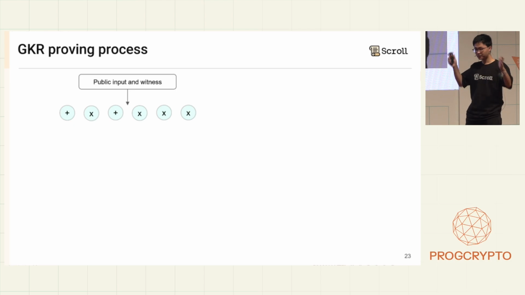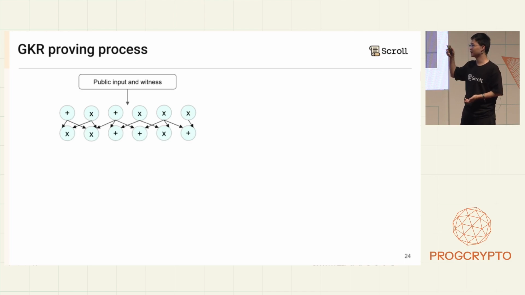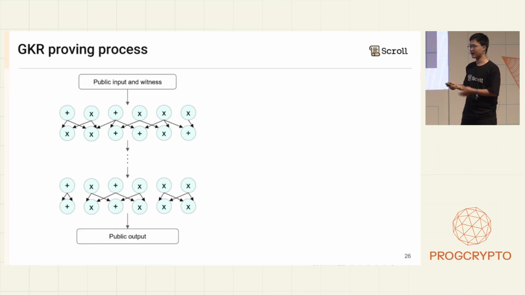Imagine you have a program and an input, and you need to prove that after executing this program on the input, you get this output. You start with your public input, and GKR requires a layered circuit. The first layer has addition gates and multiplication gates, and the input propagates from the input layer to the first layer. Then it propagates to a second layer, which is also a layer of addition and multiplication gates, and layer by layer until the end, where you get the output.